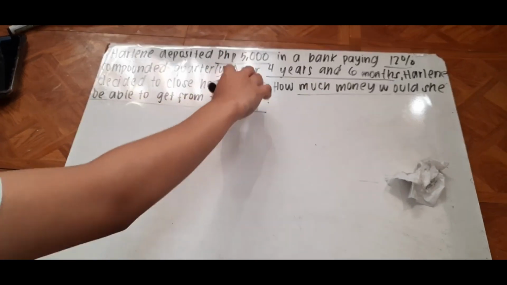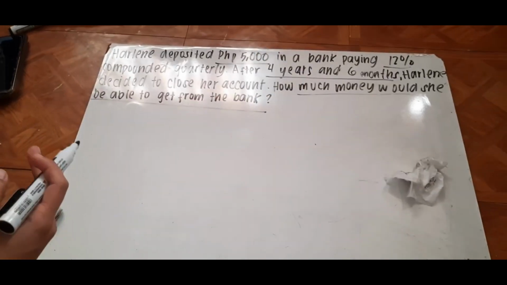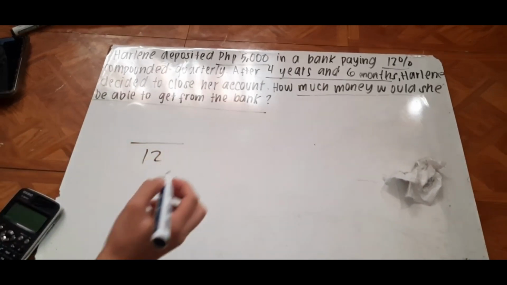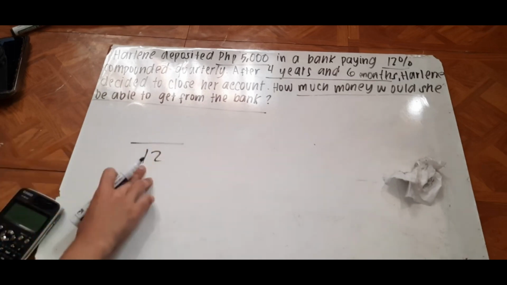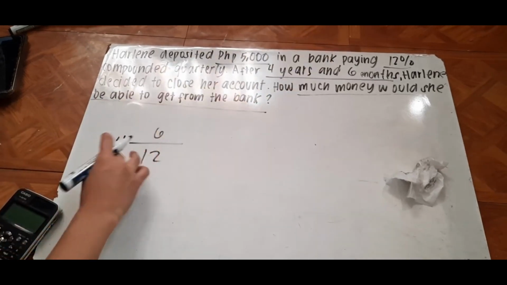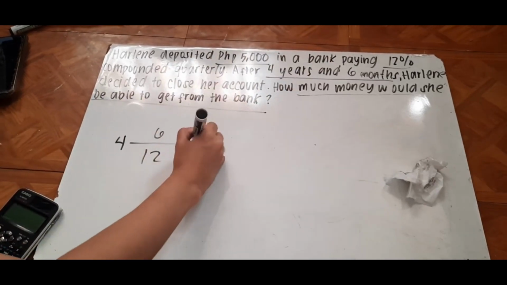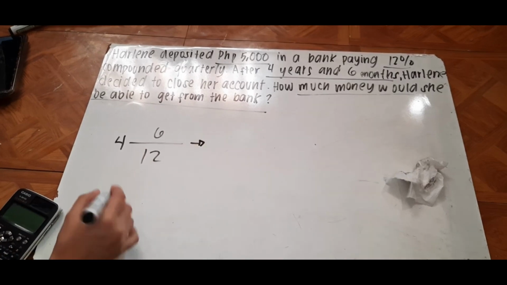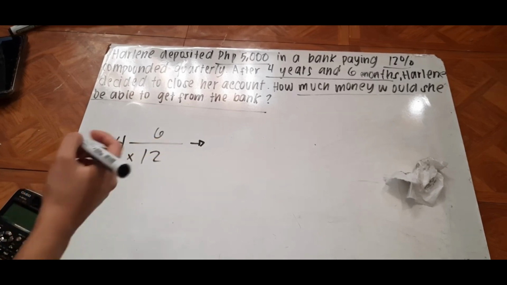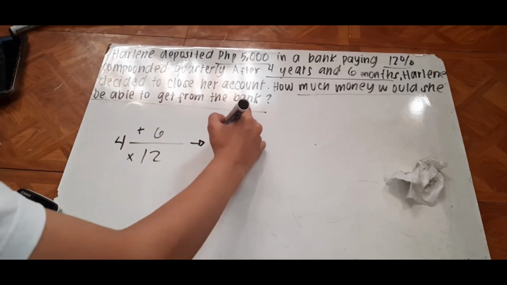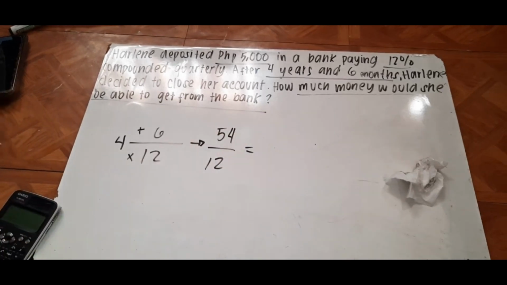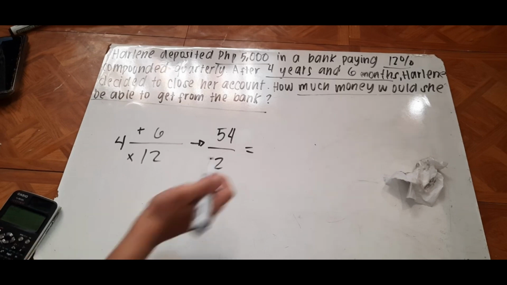Now, in order to make this 4 years and 6 months into a whole number or decimal form, we have to first put it in fraction form. So this is the 12 months. Above it is the 6 months. And on the left, as the whole number, is 4. Now let's turn this into an improper fraction. So 4 times 12 is 48. Plus 6, it would be 54 over 12. Now 54 divided by 12 is 4.5.